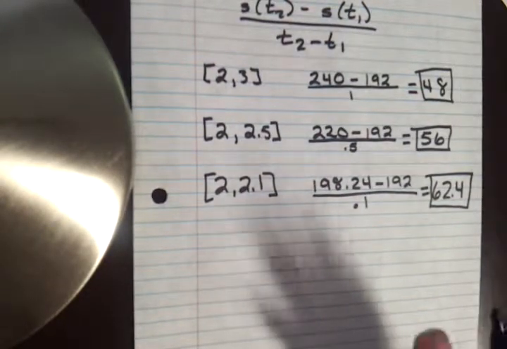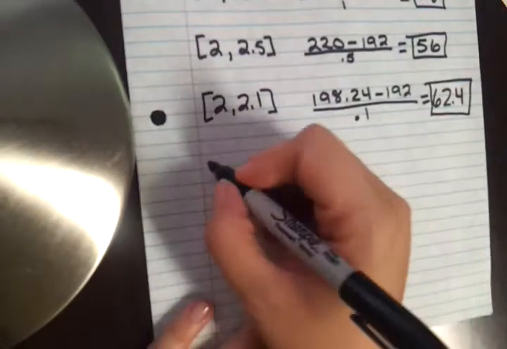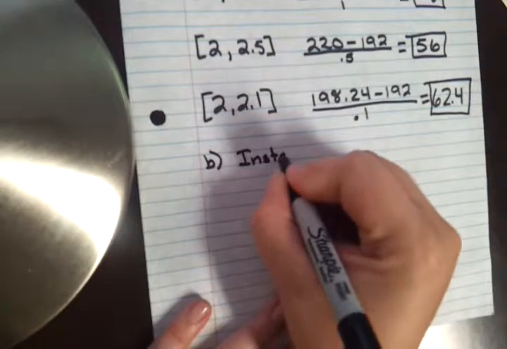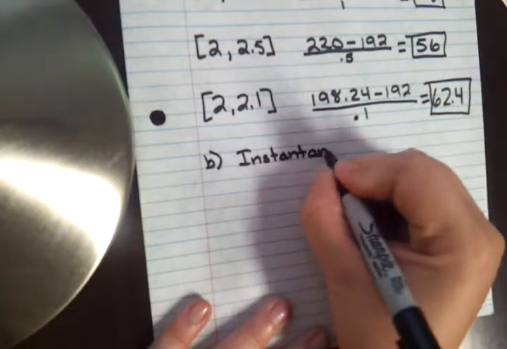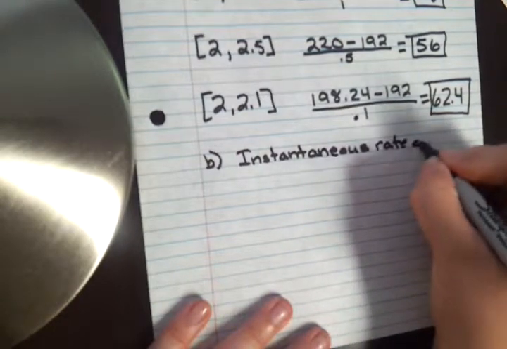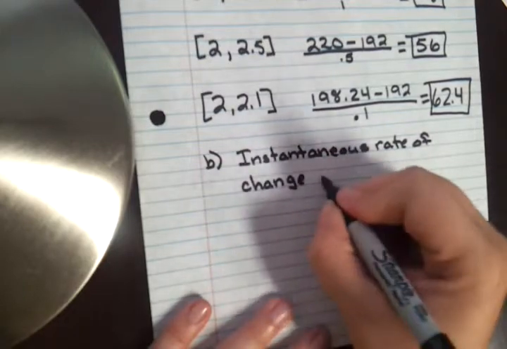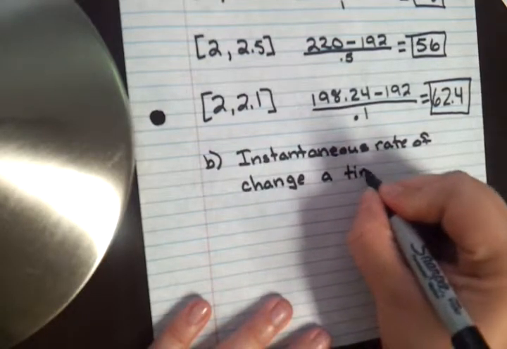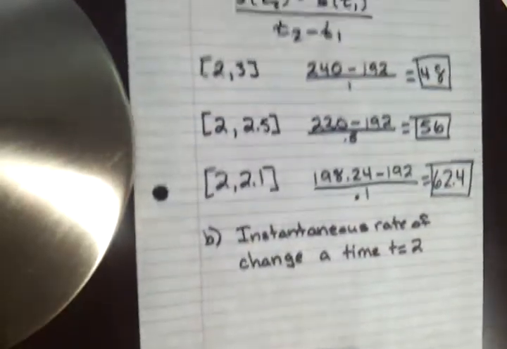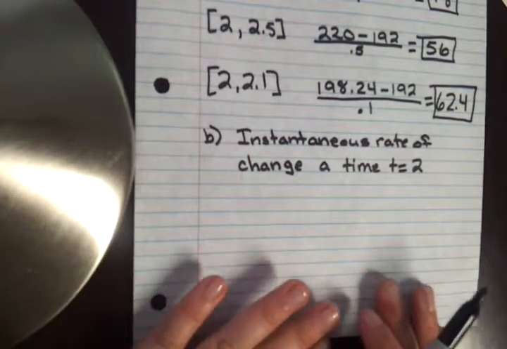And the next natural question to ask is what they're asking us in B. And in B, the question is, what is the instantaneous rate of change at time t equals 2. Okay? So we kind of saw guesses as to where it was going, but we really want to know exactly what that rate of change is.